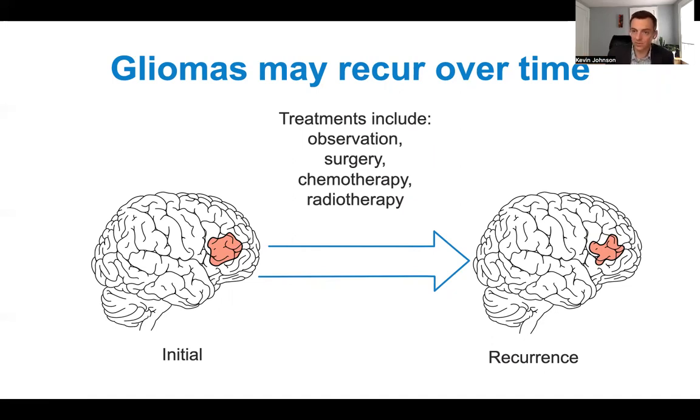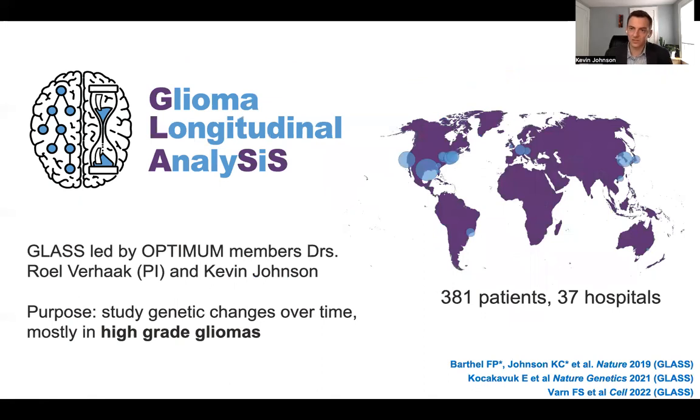And so what we've done, similar to this low-grade glioma registry, is we've conducted a grassroots effort where we've worked with hospitals around the world, shown here in this map, to form the Glioma Longitudinal Analysis Consortium, or GLASS Consortium. And what we can do is we can study those patient samples at two different time points to understand how those molecular changes that occur between the two may be causing their tumor to come back even after the initial therapy. And this project, among many others, is led by OPTIMUM leader Roel Verhoek, one of the leaders, as well as myself. And our purpose is really to study what are the genetic changes that occur over time in these tumors and in the face of therapy.